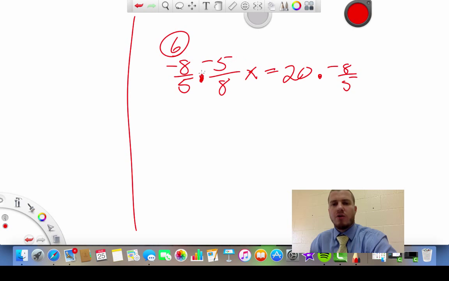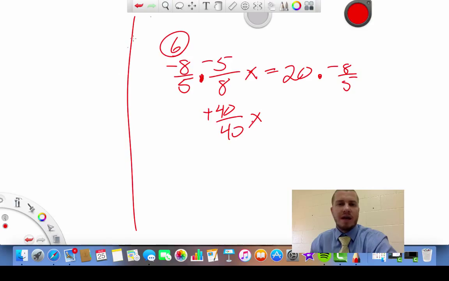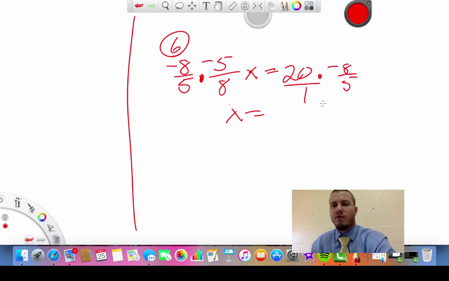So what I need to do is multiply straight across. And the reason I multiply by the reciprocal, because what happens when I multiply by reciprocals? Well, negative times a negative becomes positive. 8 times 5 is 40. 5 times 8 is 40. And what happens there is that becomes a 1x. You don't have to write that part, but that was the whole point of multiplying by the reciprocal, was to make that 1x. So I have x equals, and what I can do here, make this 20 over 1.